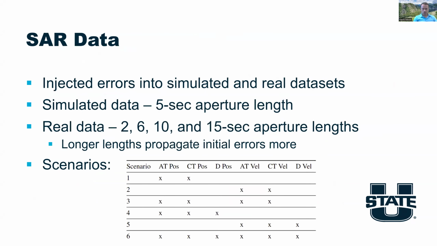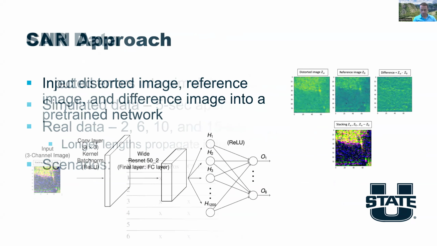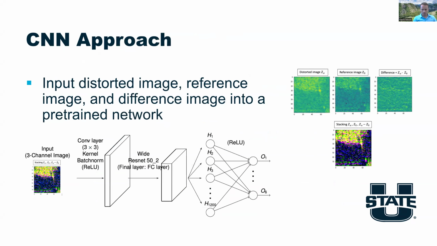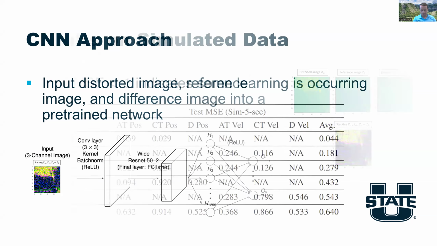We tested our approach using both real and simulated data. For the real data, we tested multiple SAR aperture lengths, as longer lengths can propagate the errors more. And we use different mixtures of errors, as there can be ambiguity where different navigational errors result in similar image distortions. We input the distorted image, the reference image, and the difference between the two into a pre-trained convolutional neural network and then train it further on our data.